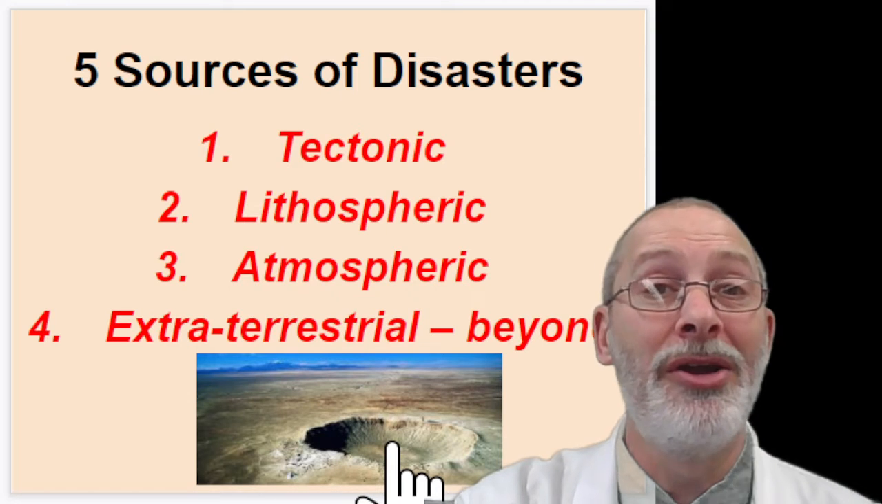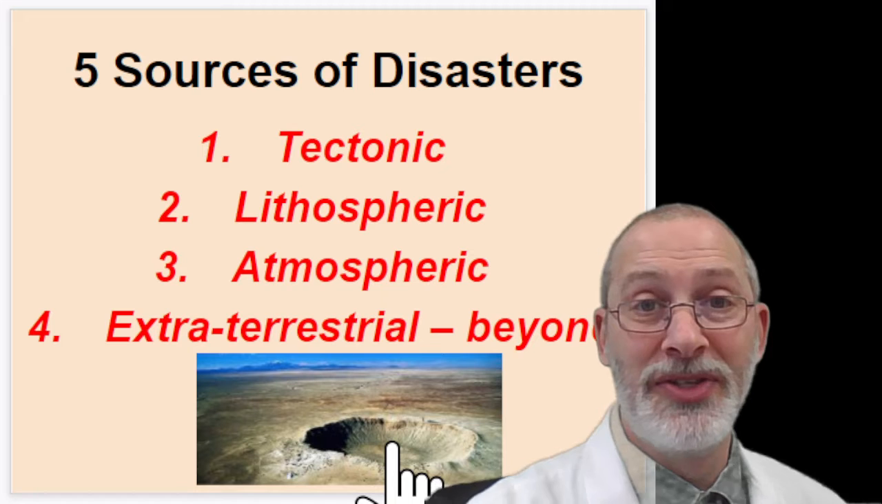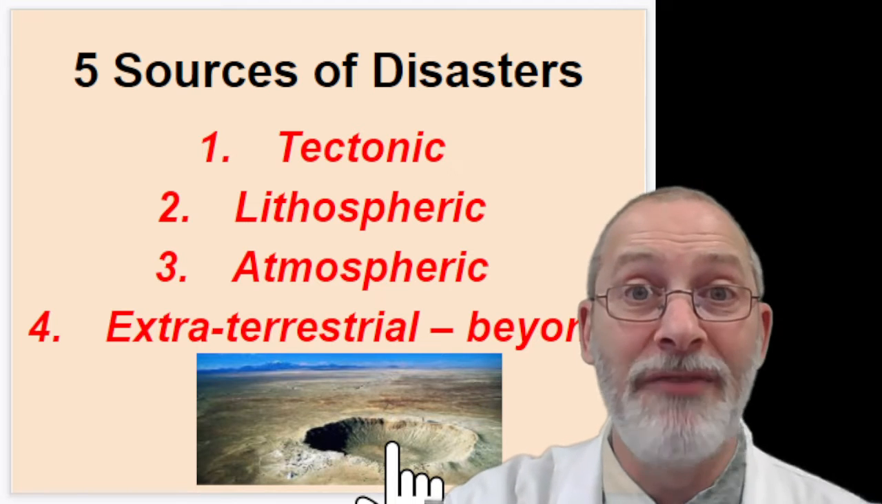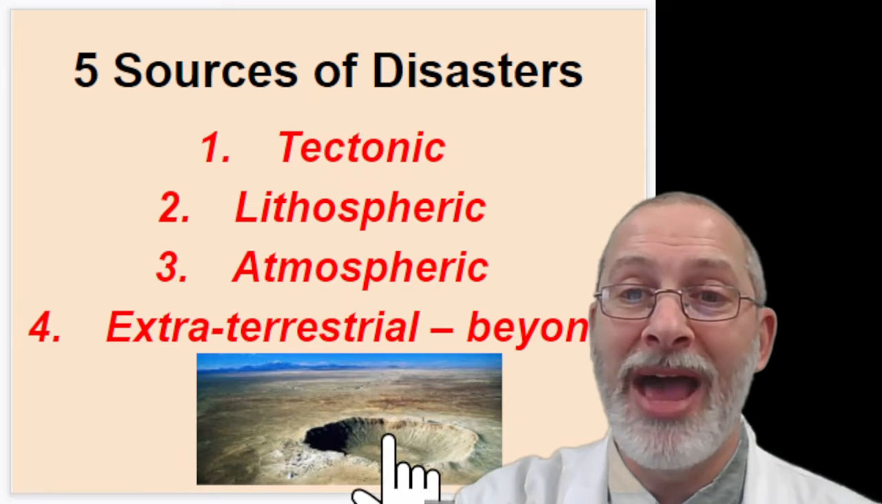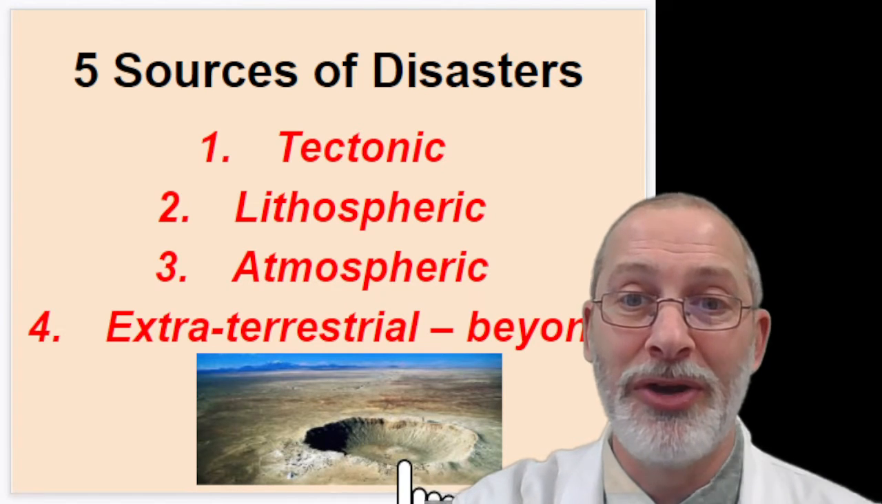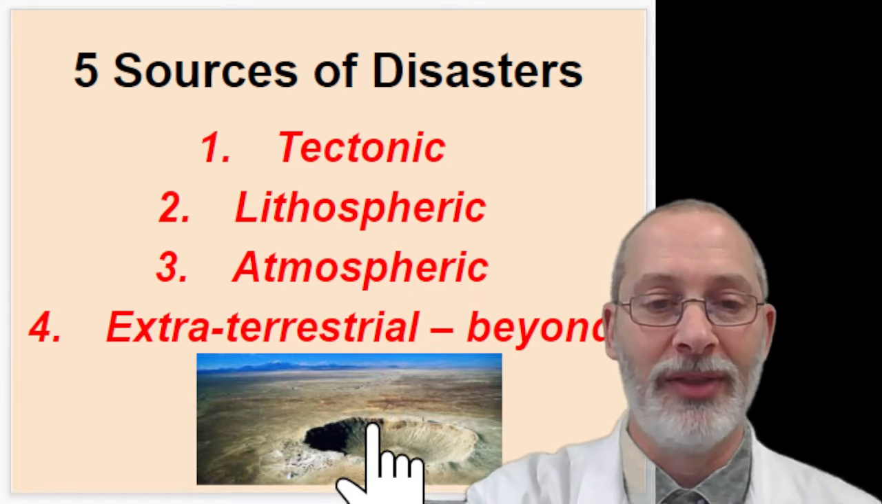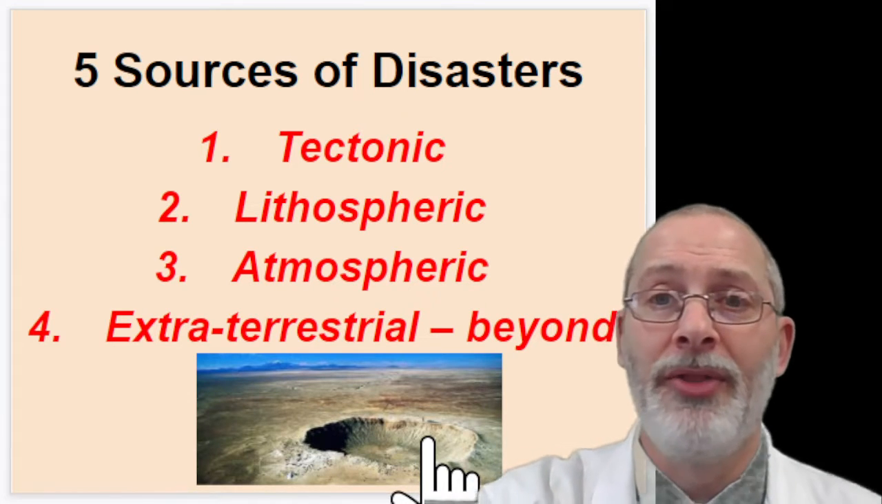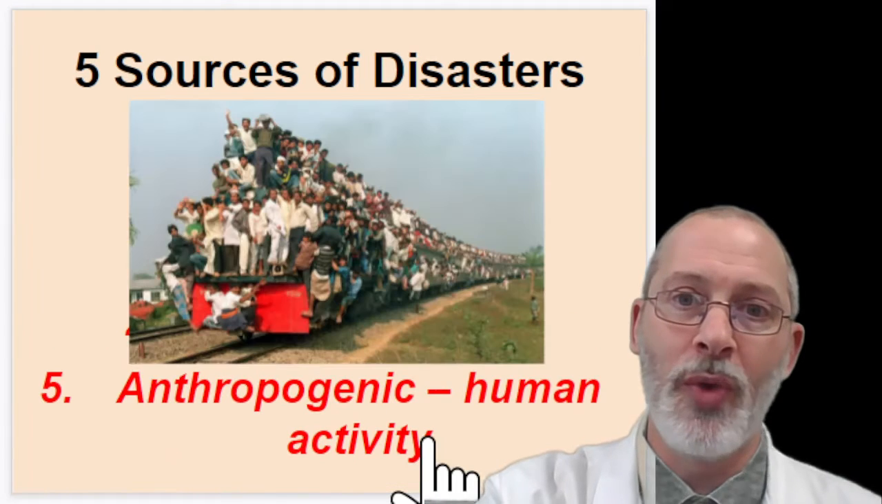If you were walking around here the day that it hit, hundreds of thousands of years ago, that would have been a bad day for you, because a meteoroid smashing into the surface of the Earth can create quite a disaster, to say the least. And we'll be talking about other sources of extraterrestrial disasters as well.